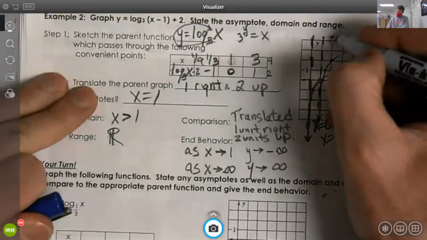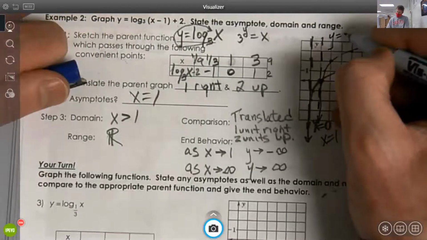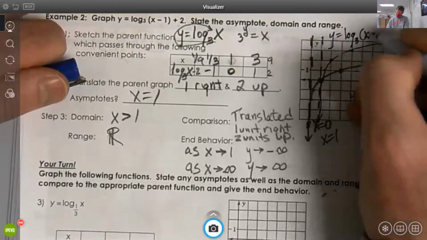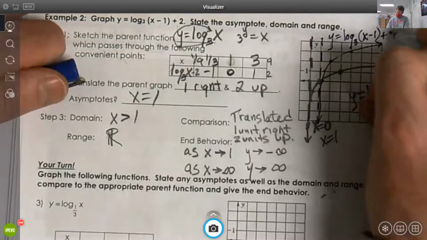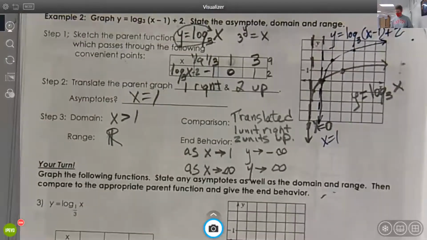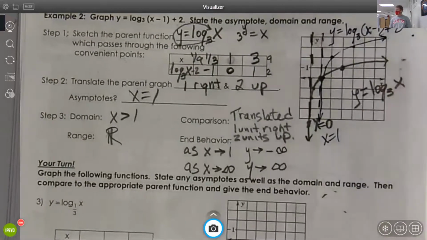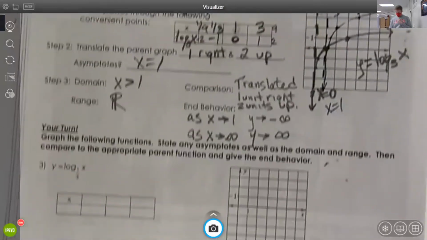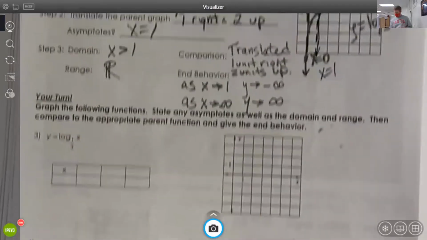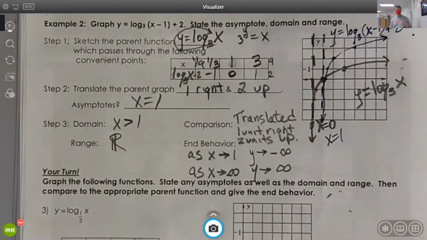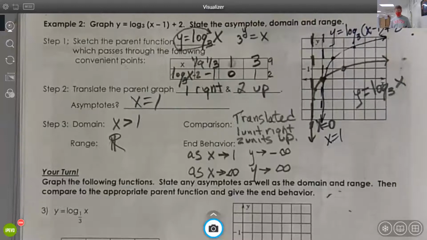So here we have y equals log base 3 of x minus 1 plus 2. So we like to write our equation. So now you can go ahead and try the next 2 graphs. You can pause the video, work through it, come on back and see how you did.